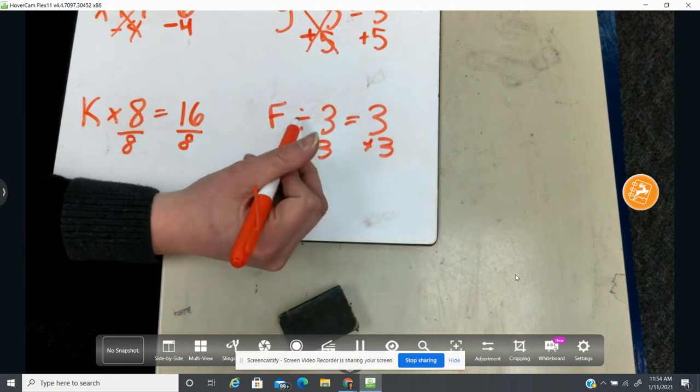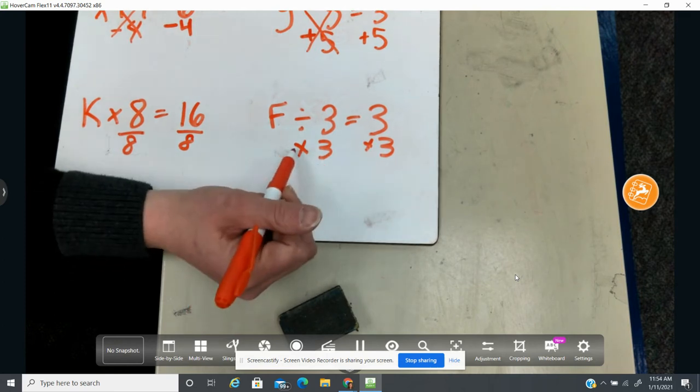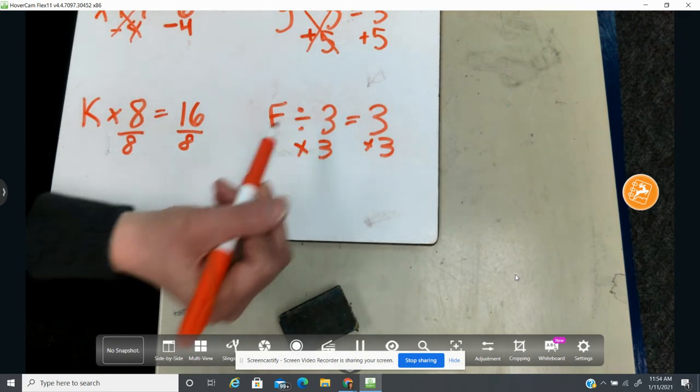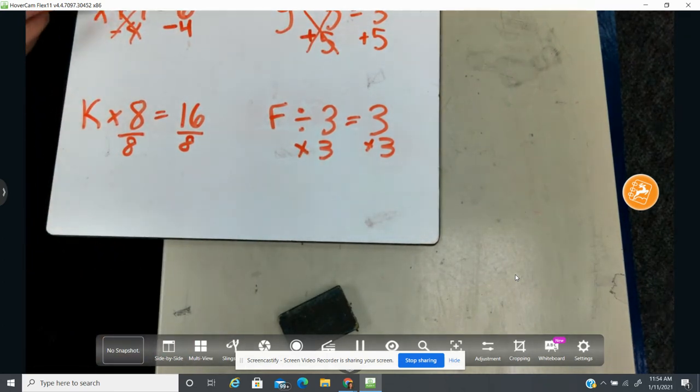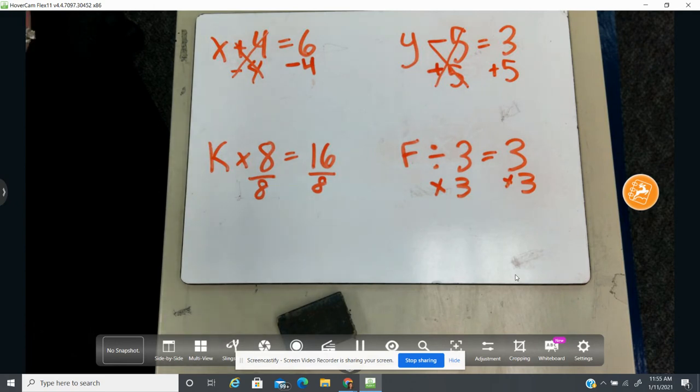So if I say, how can you undo divided by 3? You're going to say multiply by 3, because multiplication is the opposite of division. And addition and subtraction are inverse operations. They're opposites. So this should help you with your assignment today. And it is going to be very important for you to understand this when we start solving equations.